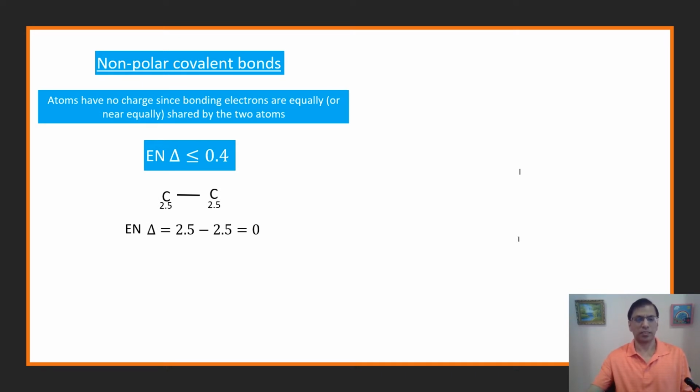Let's consider the carbon-carbon bond. In this case, the electronegativity difference between the two bonded atoms is 0. Let's look at another example, a carbon-hydrogen bond. Here, the electronegativity difference between the two bonded atoms is 0.4, and hence it's called a nonpolar covalent bond.